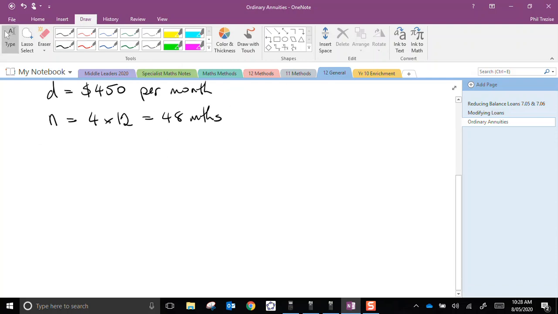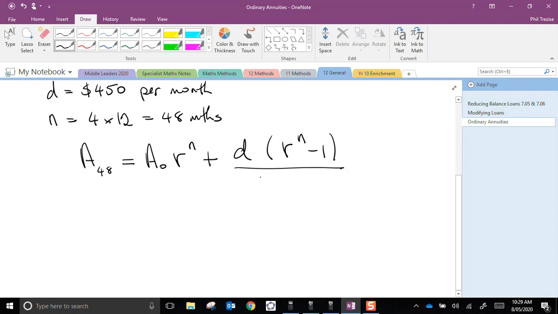Now for the calculation. The formula that we need for the amount that the investment annuity grows to after 48 rests, or 48 monthly installments, is A0 R to the power of N. You'll remember that's really just a compound interest formula based on my initial 5,000 deposit attracting compounding interest for the 48 periods. But I also have to worry about these extra deposits. So D is the extra deposit, and our formula goes R to the power of N minus 1 over R minus 1.